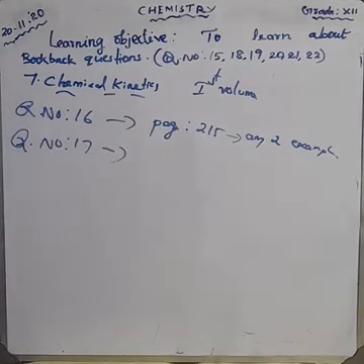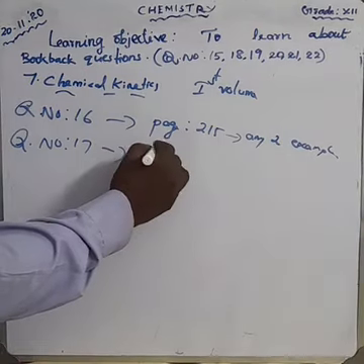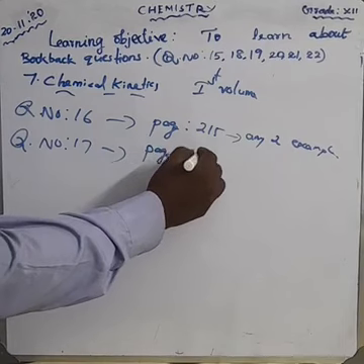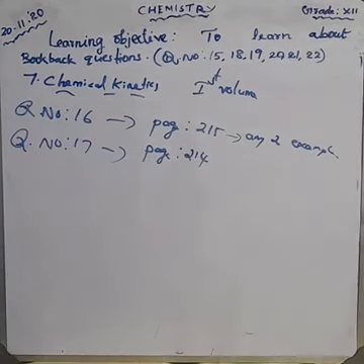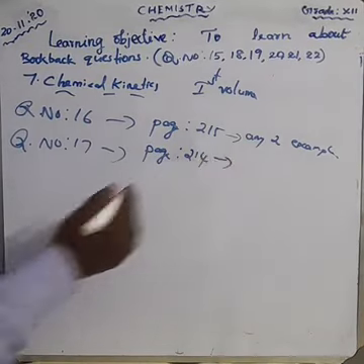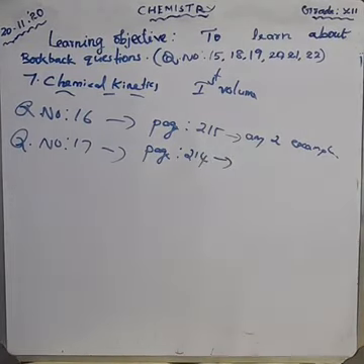70. What's the question number 70? He explains pseudo first order reaction. Page number 240, 2014. That's a 3-mark question. Top of the page, first paragraph, third line.